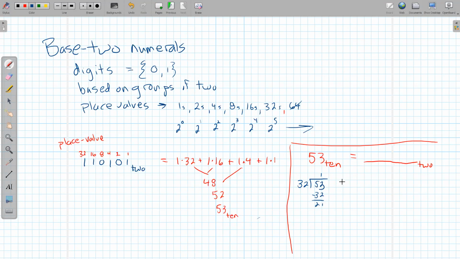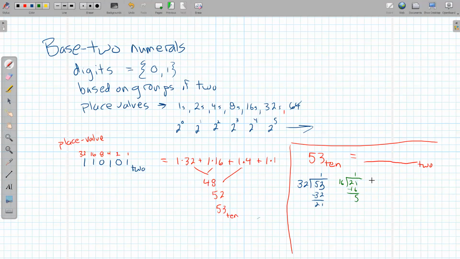The next place is my 16s. So I say, all right, 16 goes into 21 how many times? And it's always either 1 or none. So it looks like 1 to me. 1 times 16 is 16. Subtract, and that looks like a 5.